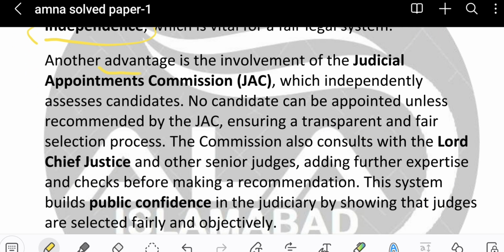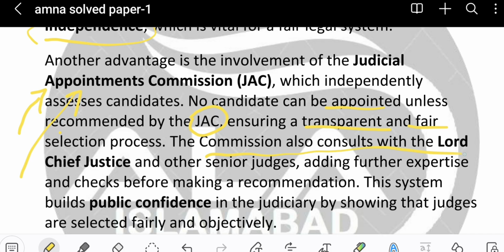Now the next paragraph says that another advantage is the involvement of the Judicial Appointments Commission, JAC, which independently assesses candidates. No candidate can be appointed unless recommended by the JAC, ensuring a transparent and fair selection process. So basically, the involvement of this commission is very helpful because they independently check all the candidates, and no candidate can be appointed unless they are recommended by the JAC. JAC is helpful in making all the appointments transparent and fair, because if the commission did not get involved, then there's a high chance that there would not be fair appointments. So their involvement is really important in order to get fair appointments and selections according to merit.